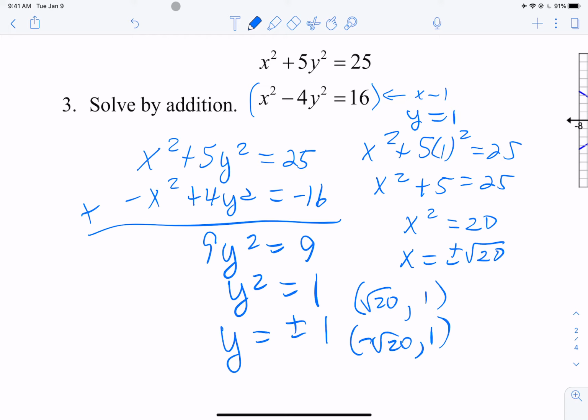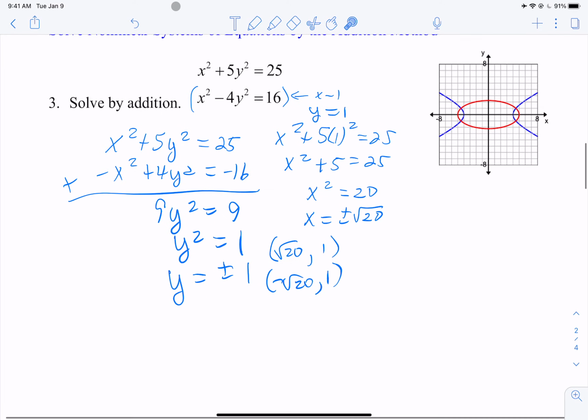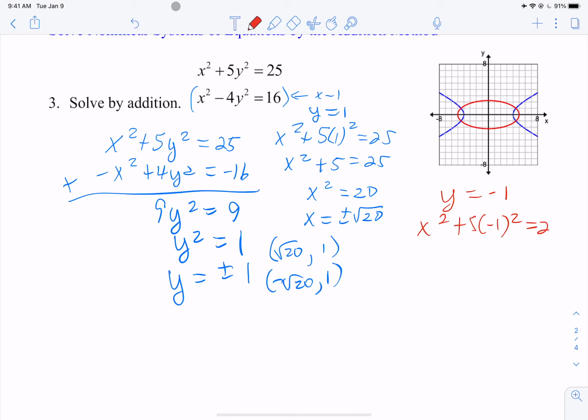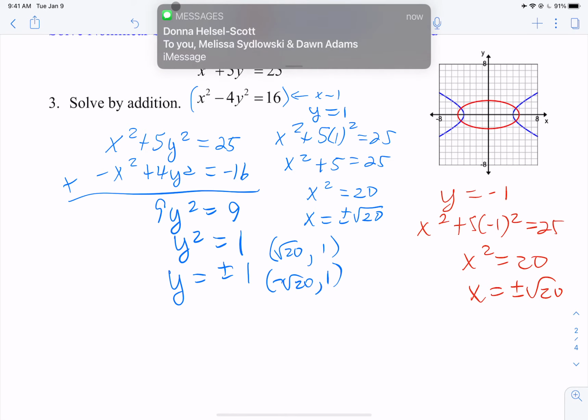But we still have to plug in negative 1. We haven't plugged in negative 1 yet. Let's do that. Well, if we plug in negative 1, so when y is negative 1, we get x squared plus 5 times negative 1 squared equals 25. The square on this makes it become a 1. It becomes the exact same thing as before. X squared equals 20, x equals plus or minus the square root of 20.